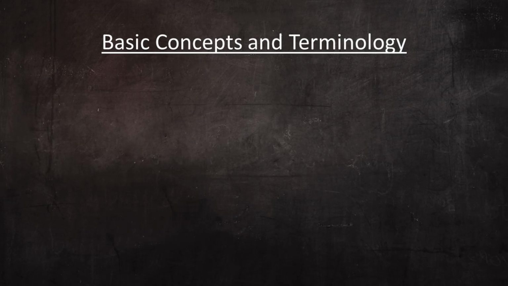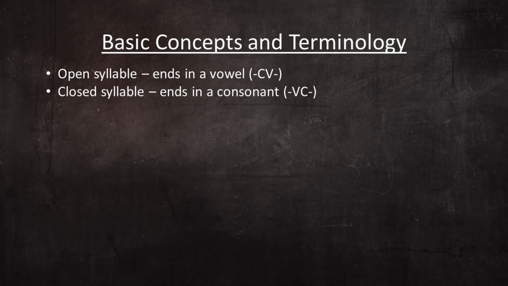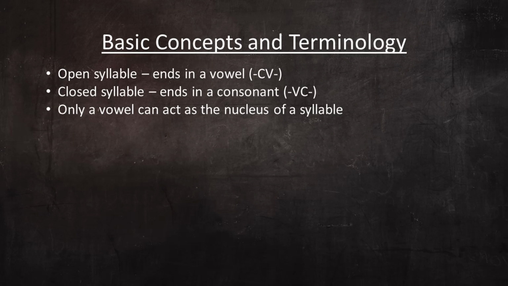Let's begin by reviewing some basic concepts and terminology. An open syllable is one that ends in a vowel, and a closed syllable is one that ends in a consonant. Unlike in English, in Spanish only a vowel can act as the nucleus of a syllable. This means that every Spanish syllable must have at least one vowel in it, and a vowel is always the central sound in the syllable.